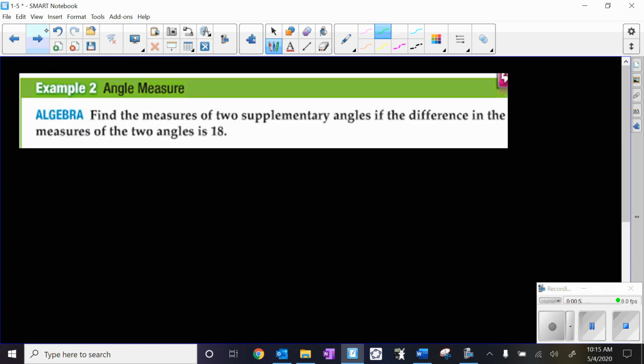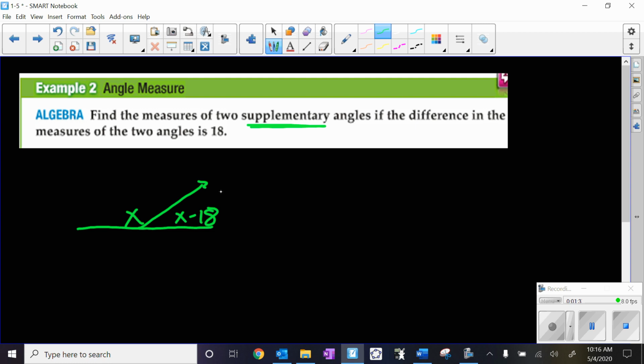So an example, find the measures of two supplementary angles if the difference in the two angles is 18. So I'm going to start by drawing myself a picture. So I have supplementary angles, so I know that they add up to 180 degrees. And it tells me that the difference in the two angles is 18. Well, I don't know what either one of them is, so I'm going to say that one of them is x. That means that the other one, if the difference between the two is 18, should be x minus 18.